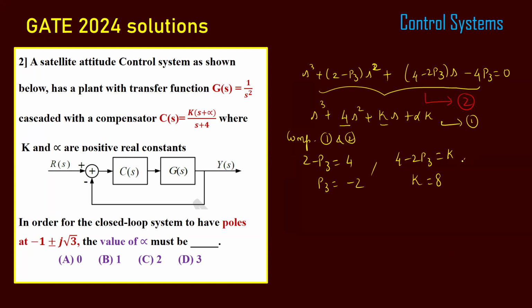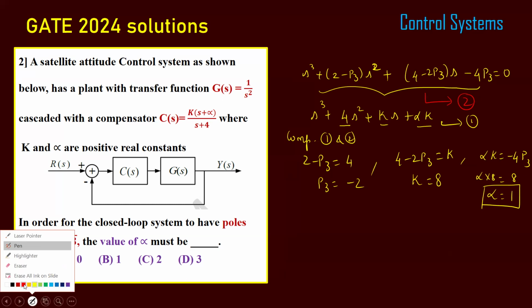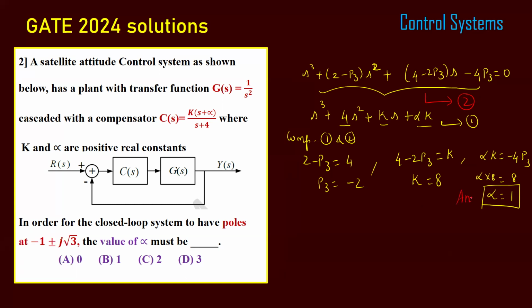Now we can find out alpha easily. Now comparing the constant values, alpha K equal to 4 minus 4 P3. Now substituting P3 value as minus 2 and K value as 8. Alpha into 8 equal to minus 4 into minus 2, that will become 8. So alpha equal to 8 by 8, which is 1. So we have found out the constant alpha, which is equal to 1. So option B is the correct one.